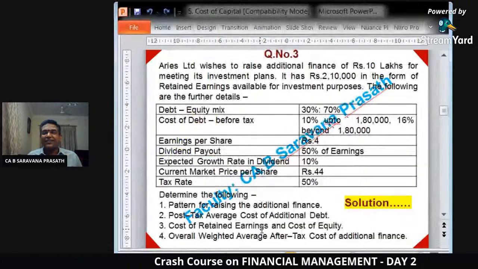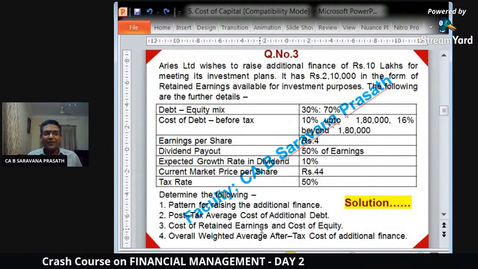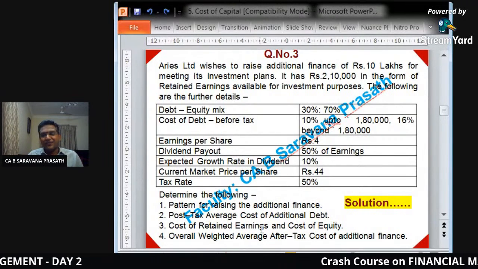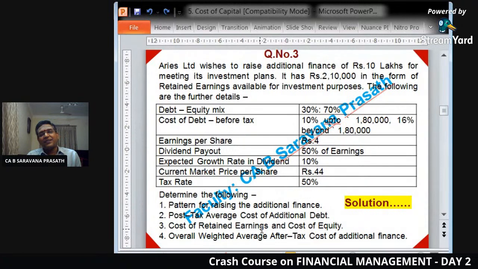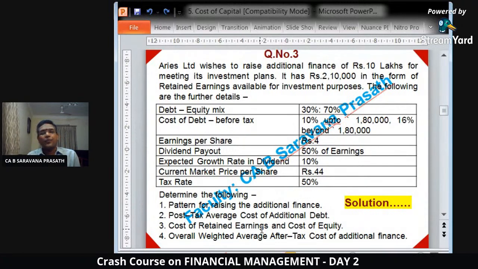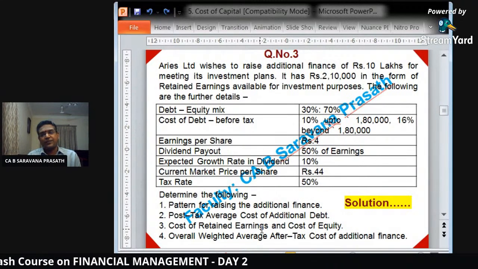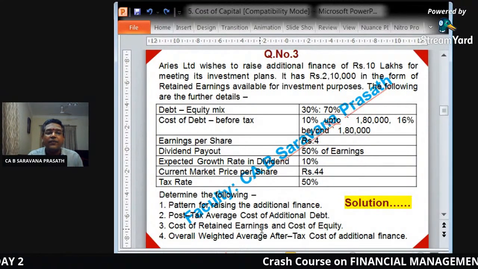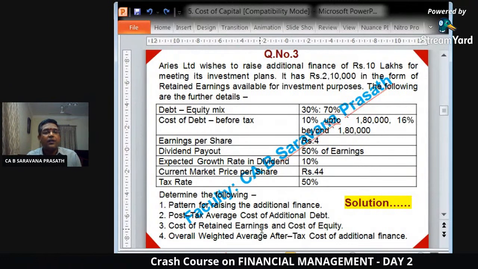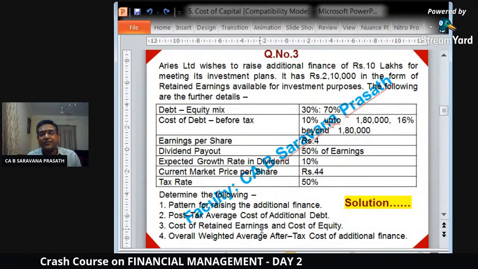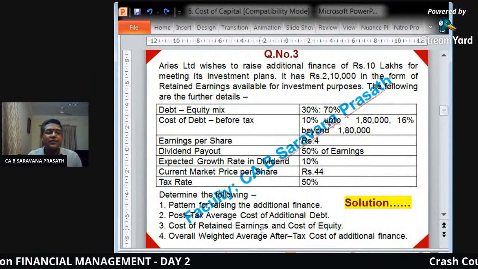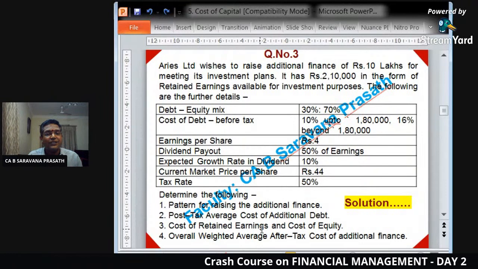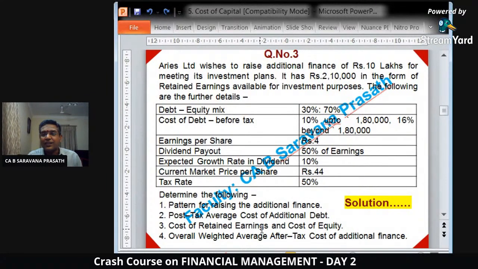Let's look at the calculation for a question with a lot of information. Let's read the question. Aries Limited wishes to raise additional finance of 10 lakh rupees for meeting its investment plans. It has 2,10,000 rupees in the form of retained earnings available for investment purposes. The following are the further details. Debt equity mix should be 30:70. Cost of debt before tax up to 1,80,000 it is 10%.